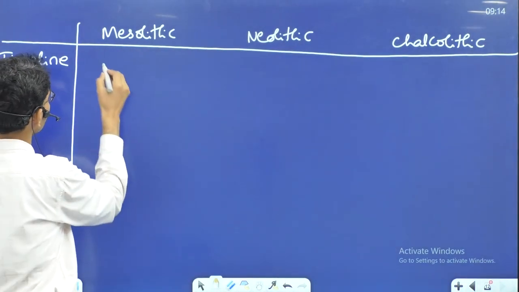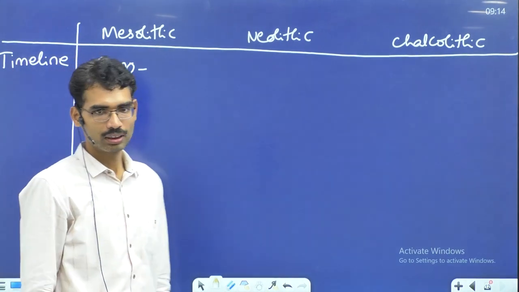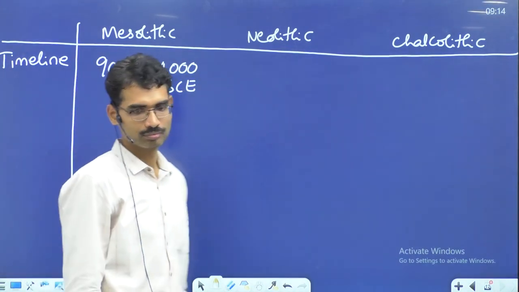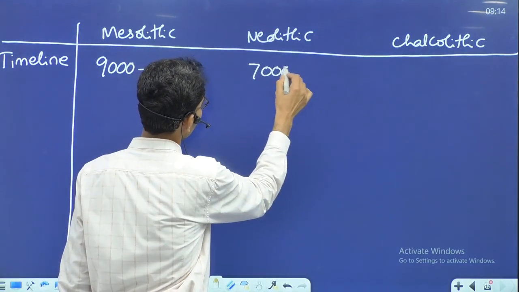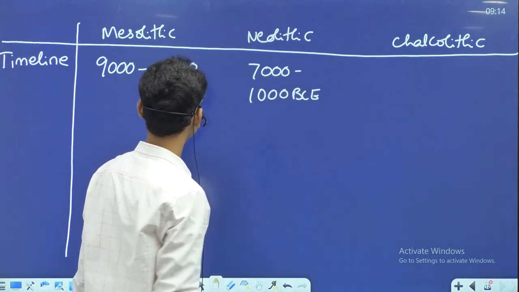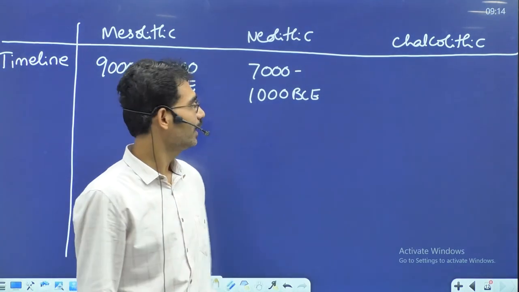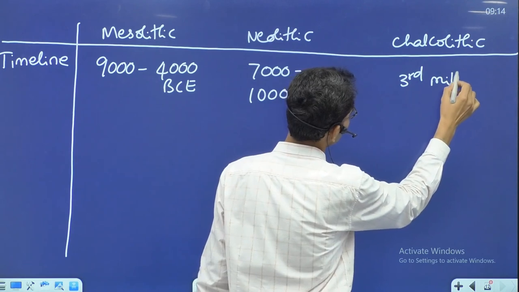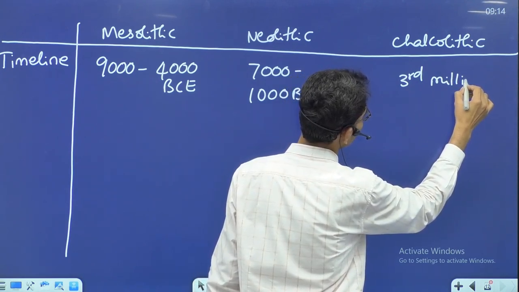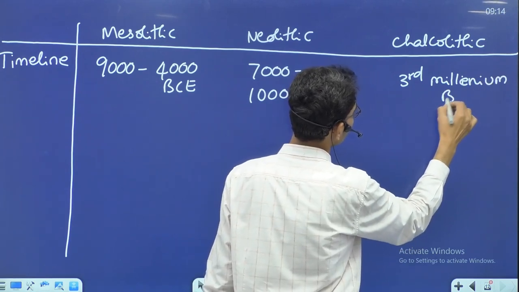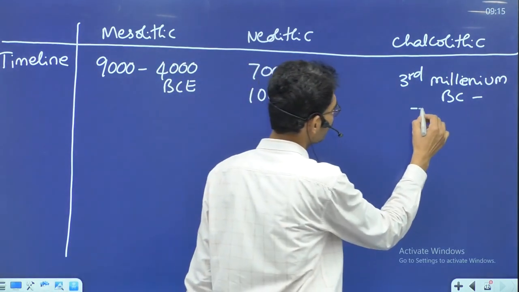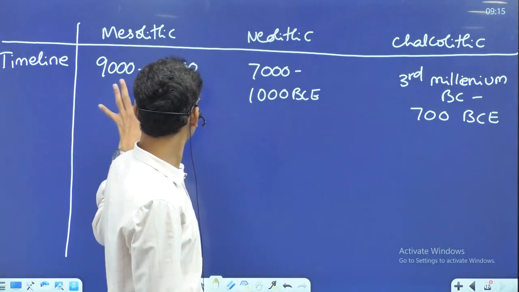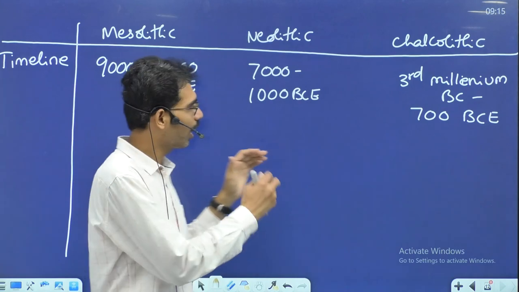In our Indian context, Mesolithic is 9000 to 4000 BC. When it comes to Neolithic, 7000 to 1000 BC. And here, Chalcolithic, we do not have any specific reference like we have, say, the 3rd millennium. Third millennium BC, it continued till 700 BC. Mesolithic, Neolithic, Chalcolithic. Now you see how our history is transforming.